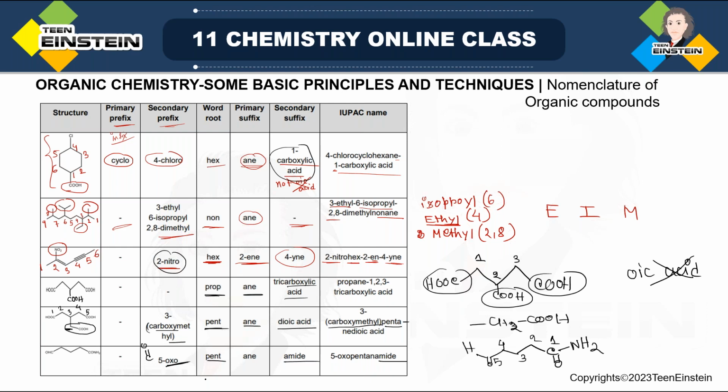Total number of carbon, word root pent, it is an because we do not have C=C double or C≡C triple bond. Pentane, but it will start with the prefix 5-oxo, then pentane. But as it is followed by a vowel, this E will be omitted. Pentan, then simply amide. Okay. So these are some of the examples where we have applied these 2 types of prefix, 2 types of suffix, word root, and then the final name.